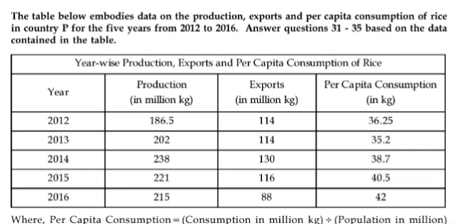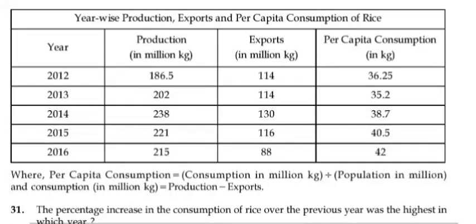Now, the table below embodies data on the production, exports, and per capita consumption of rice in country P for the 5 years from 2012 to 2016. Now, answer questions 31 to 35 based on data contained in the table. So, this is a question of data interpretation. This is the chart. Please look at it carefully.